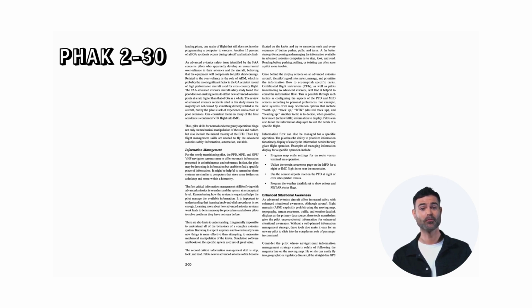Pilots can also tailor the information displayed to suit the needs of a specific flight. Information flow can also be managed for a specific operation. The pilot has the ability to prioritize information for a timely display of exactly the information needed for any given flight operation. Examples of managing information display for a specific operation include program map scale settings for en route versus terminal area operation. Utilize the terrain awareness page on the MFD for a night or IMC flight in or near the mountains. Use the nearest airport's inset on the PFD at night or over inhospitable terrain. Program the weather data link set to show echoes and meter status flags.